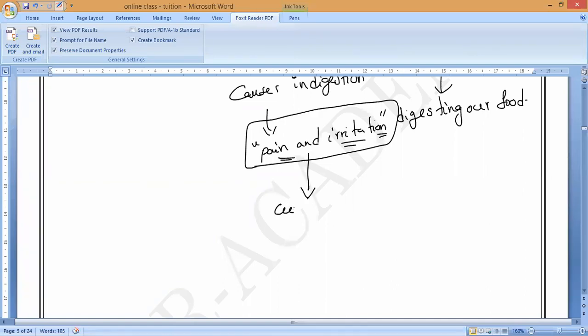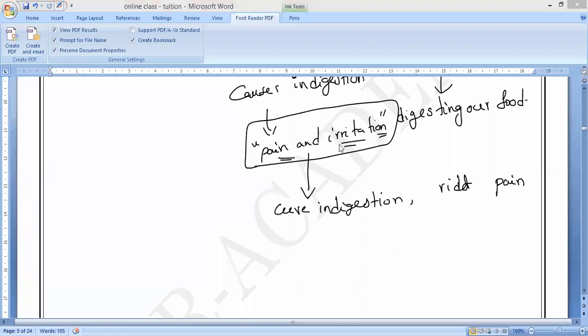To cure indigestion and get rid of pain, we have to use something. What is that? Anybody? Dina? Milk of magnesia. It is an antacid. You should not just say milk; say milk of magnesia. We have one more antacid also. That is sodium bicarbonate, baking soda.